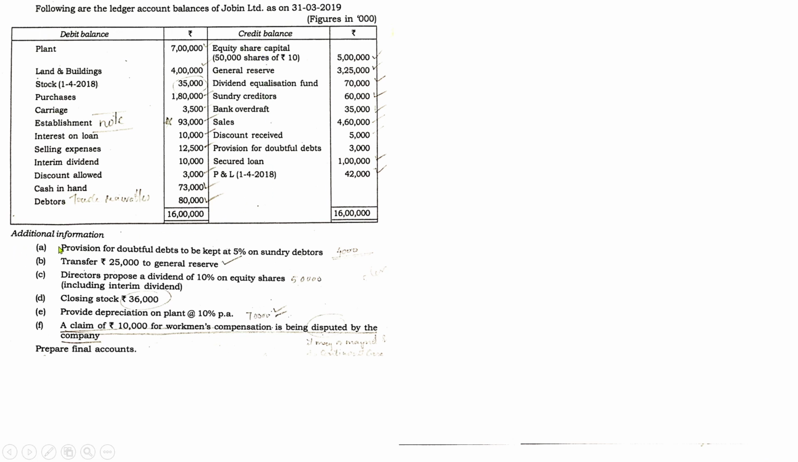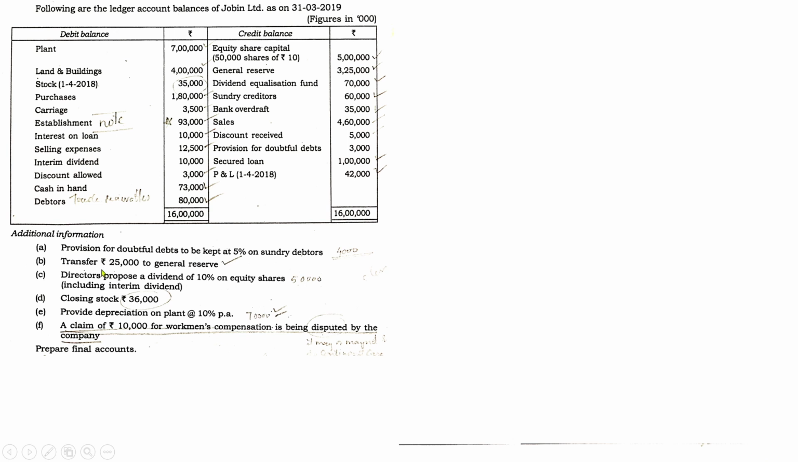And additional information will be given in the question. Go through each of these pieces of information. In another sense, we can say these are the adjustments with regard to this question. So remember, when there is additional information given in the question, you have to mention each of those items twice in the preparation of final accounts or financial statements.